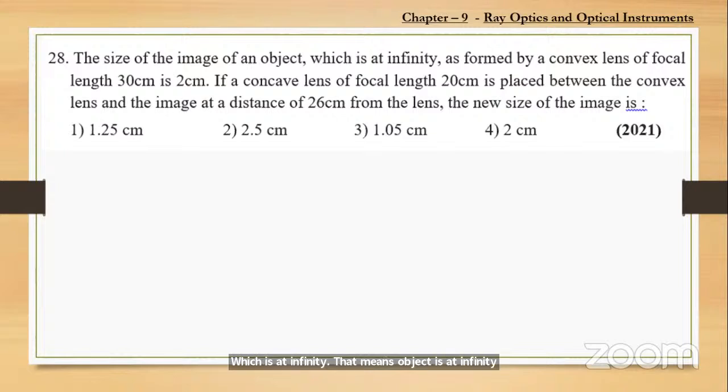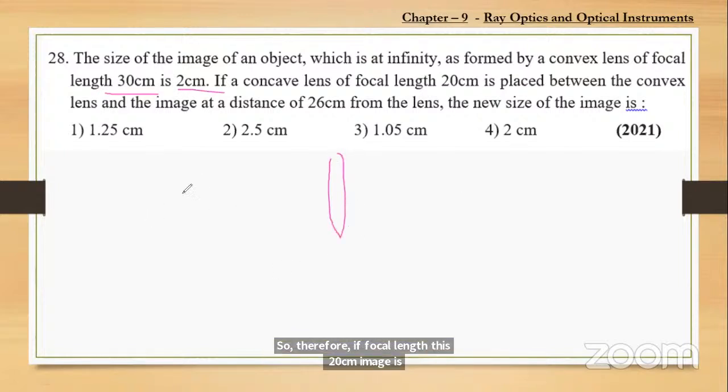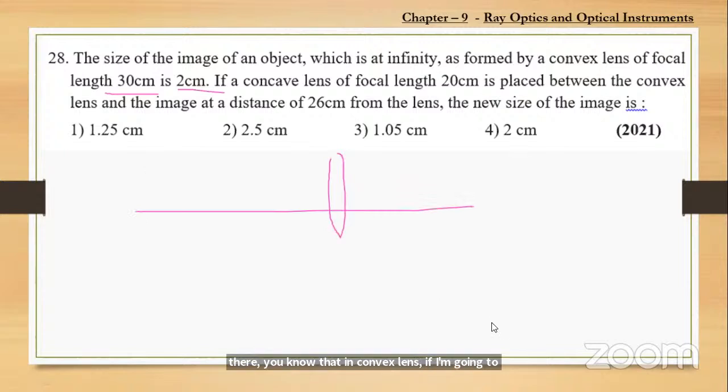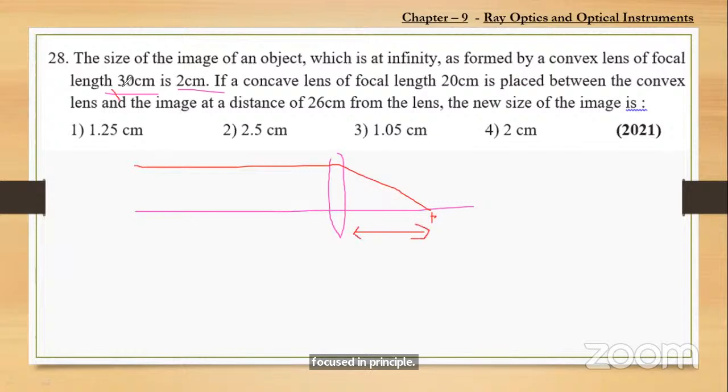So if the focal length is 20 centimeter, you know that in a convex lens, if light is coming from infinity, it is going to be focused at the principal focus. Therefore, the image distance is 30 centimeter. This is the height of the object.